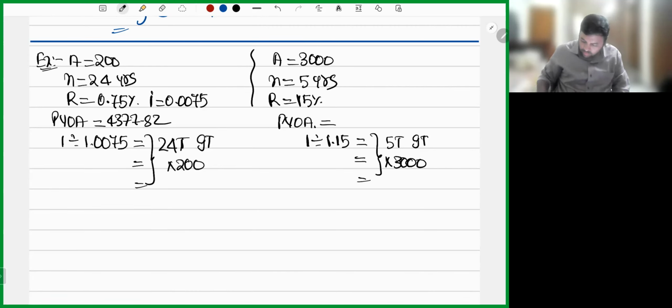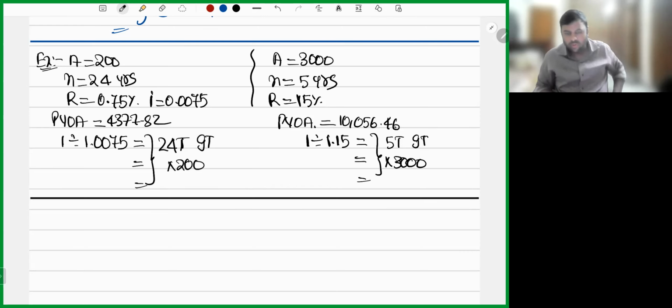So what about the second case, sir? 1 divided by 1.15 equal to symbol 5 times, grand total into 3,000. So we have 10,056.46. Okay, sir, it is clear how to compute present value of ordinary annuity. I hope it is clear how to compute present value of annuity due also. For annuity due, you'll simply multiply by 1 plus R.